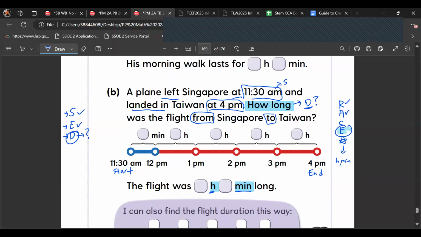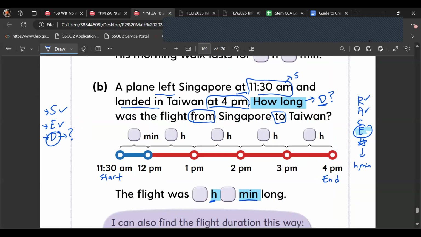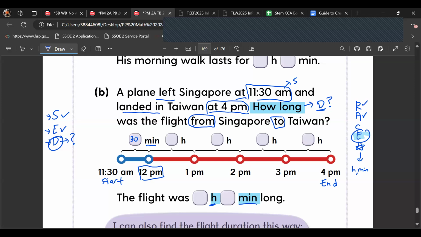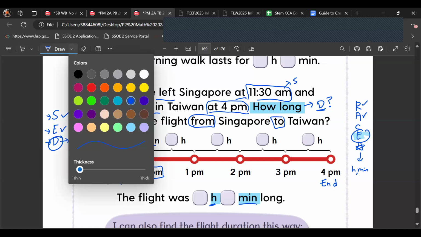If you look at the example that's given here, it started at 11:30 a.m. The timeline drawn here, can you see it starts off with the minutes first? So from 11:30 to 12 p.m. here, how long is that? From 11:30 a.m. to 12 o'clock? 30 minutes. That's very good. So 11:30 to 12 o'clock, that's 30 minutes. So if I want to draw this, I can draw a little hue for this.